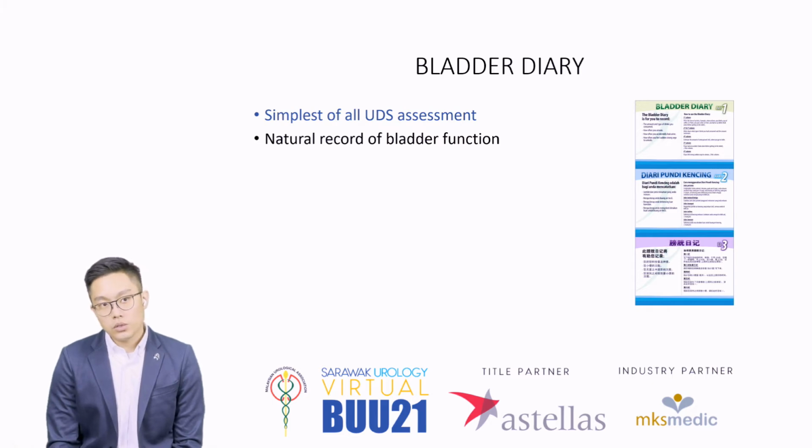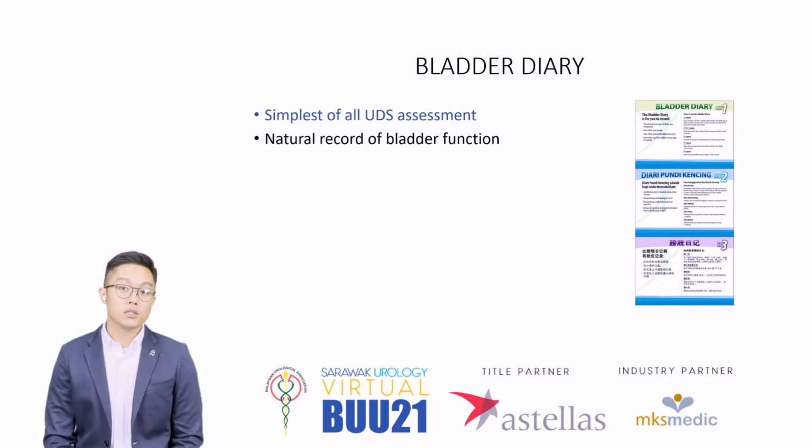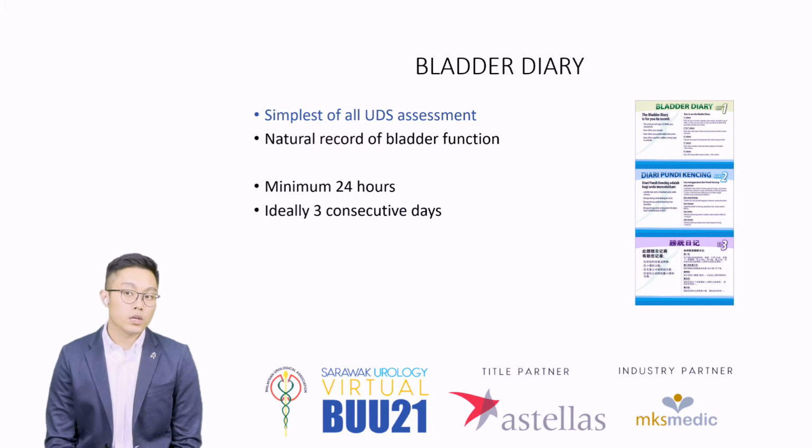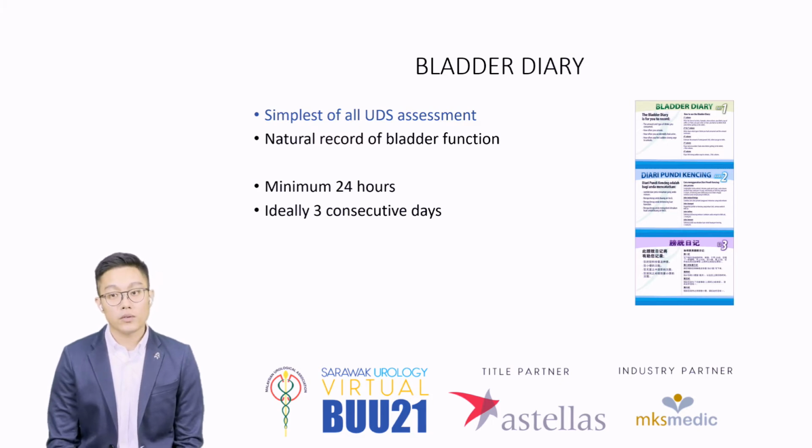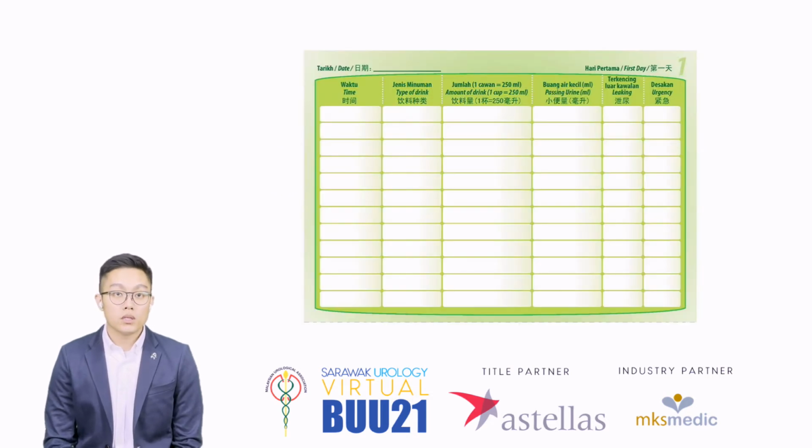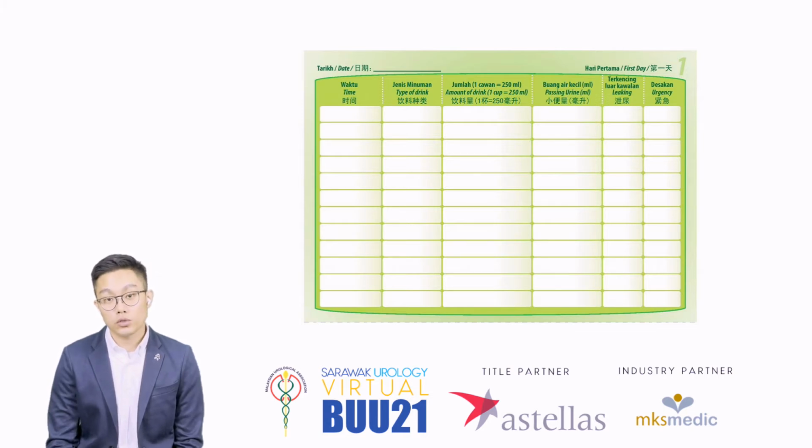The most useful and simplest of all, in this case, would be a bladder diary. It's just a natural record of the bladder function, minimum for 24 hours, but ideally, if you have 3 consecutive days, it will give us a clearer picture. It's very simple to chart: just the time, amount and type of what they are drinking, amount of urine passed, which should be measured using a simple cup, and if there's any leaking or any urgency. So you don't really need complicated records, just this is enough.